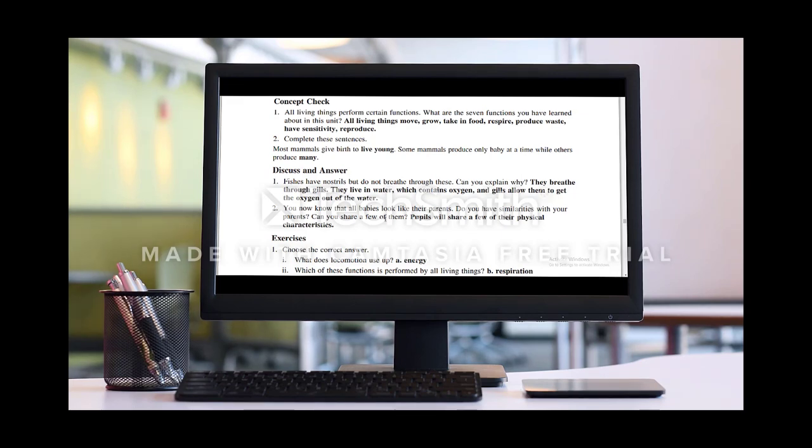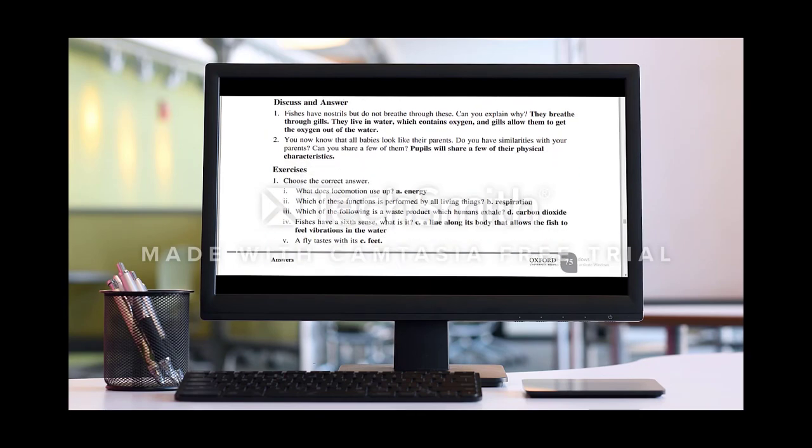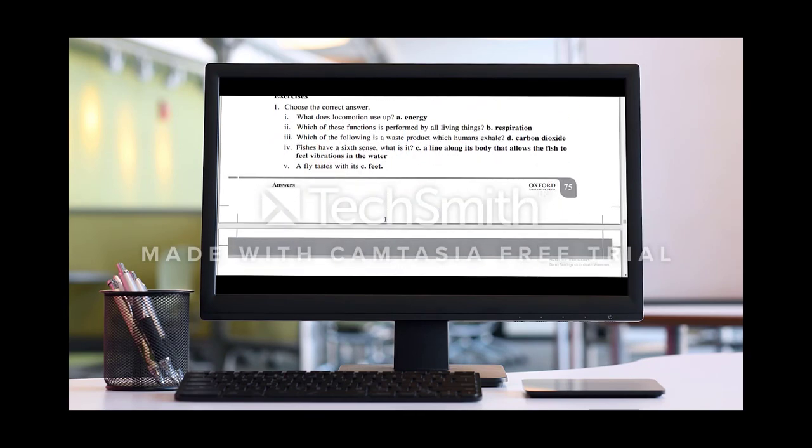So we are going to start solving the exercise. As you can watch on the screen, the solved exercise. Choose the correct answer. What does locomotion use up? Locomotion uses up energy. Which of these functions is performed by all living things? B, respiration. Respiration is the correct answer.